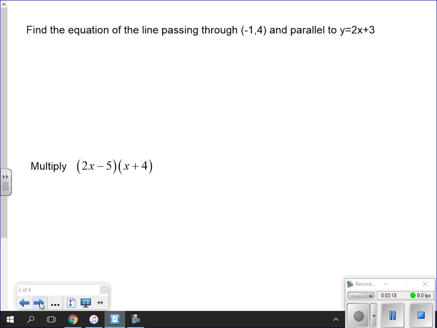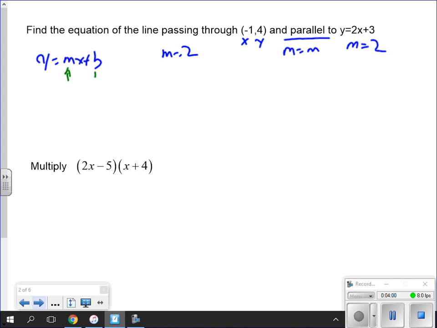Next slide, please. Okay, find the equation of the line passing through (-1, 4) and parallel to the line y equals 2x plus 3. So parallel means that the slopes of the two lines are the same. So the slope of this line is 2. Remember, we're using the form y equals mx plus b, where m is your slope. So the slope of this line is 2, means the slope of my new line is also 2. And it passes through this x-coordinate and this y-coordinate.